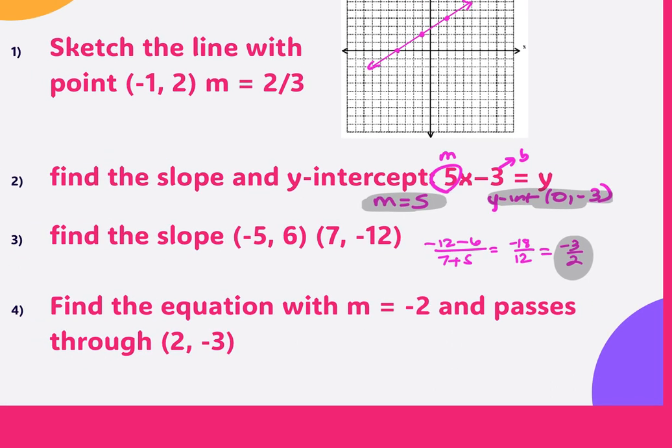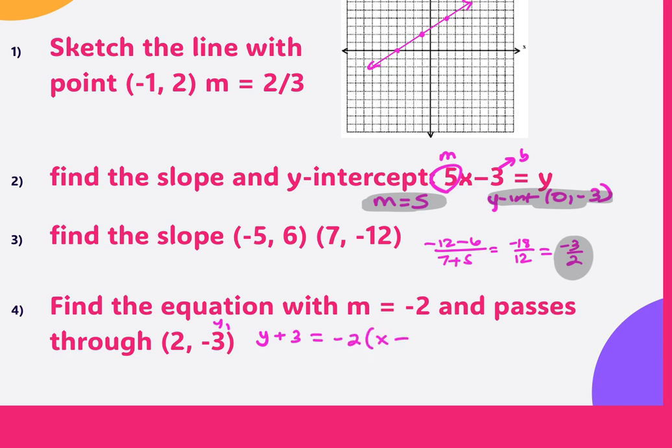For 4, it gives you the point and the slope. You can choose which method you want to use. You can either use slope-intercept or you could use point-slope. If I do point slope, I'd get y, this would be my y1, so minus a -3 is +3 equals the m, which is -2.